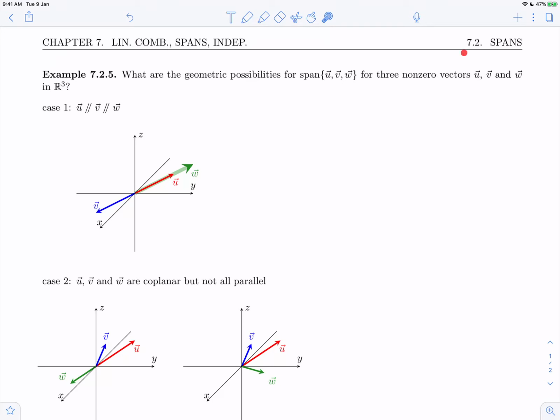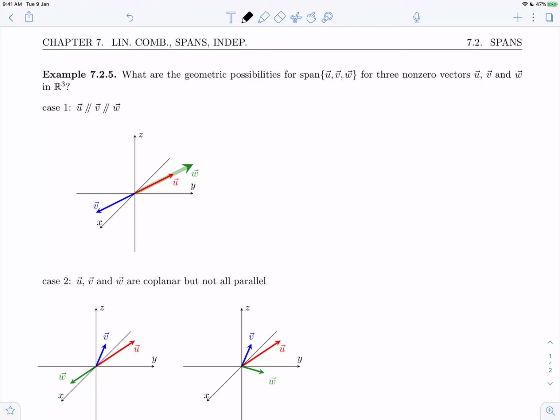We're in section 7.2 on spans, and in this video we're going to do example 7.2.5, where we are asked to explore the geometric possibilities for the span of u, v, and w, where u, v, and w are three non-zero vectors in three-dimensional space. This example is broken up into three cases, so let's start with case 1, where u is parallel to v and is parallel to w.